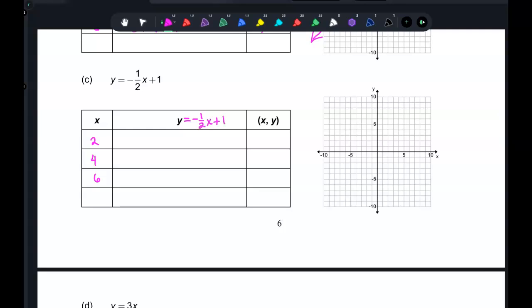Okay, so I have a negative 1/2 times 2 plus 1. So what's negative 1/2 times 2? Negative 1. Just 1. Wait, what happens to the 2's? It's a negative. Oh, yeah. So negative 1 plus 1 gives us 0. Good. So it's 2, 0. Yeah, so if it's 2, 0, it would go over here.